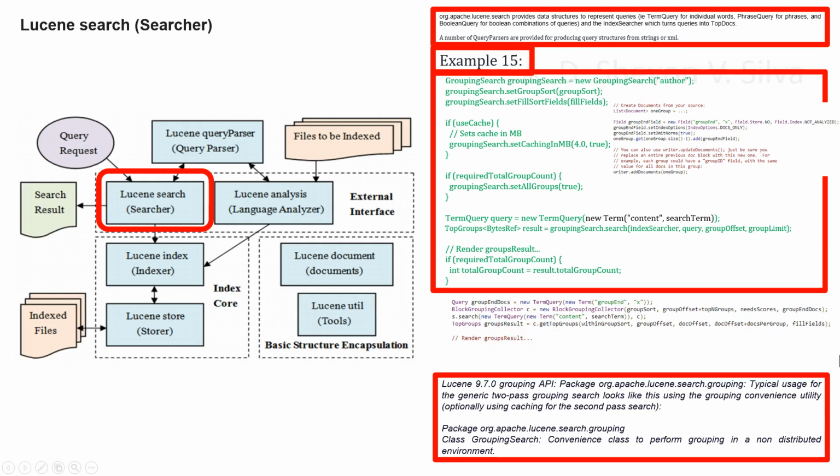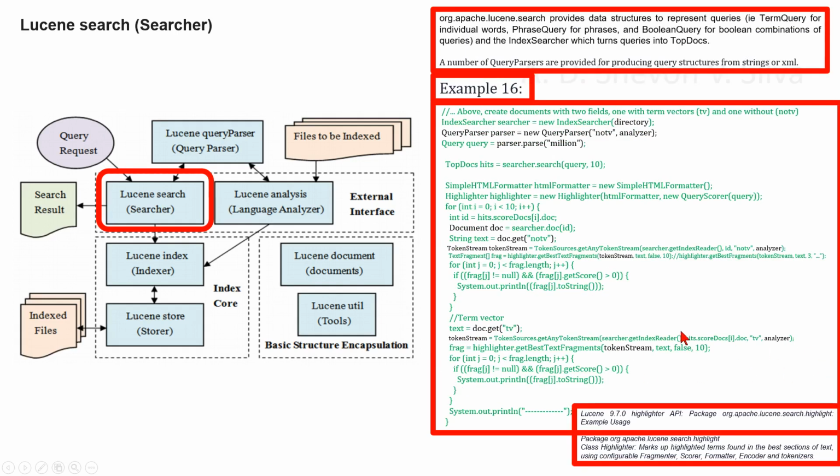Render group result. Now we are considering the Lucene 9.7.0 highlight API. The package org.apache.lucene.search.highlight here, highlight in the API. This is an example usage.